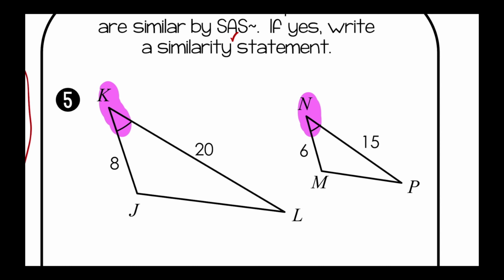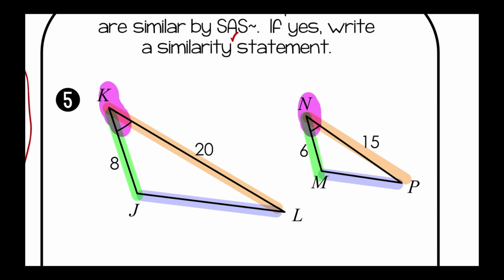So now let's look at the sides. Let's mark up the matching sides. This side, KJ, matches with this side, NM. And if we look over here, KL matches up with NP. And the third side matches up. We don't have to put it, but if you want to, you can. This side matches with this side. But if you notice, they didn't give any length there, so we don't have to put anything there. But we know that side matches with that side.